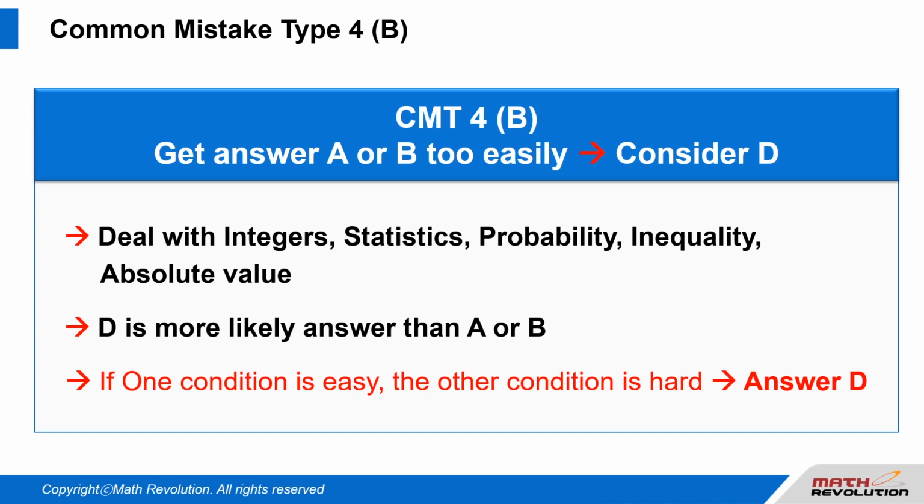CMT4B tells us that when both A and B appear to be an answer, D should be the answer. Only choose A or B when the other condition clearly is not sufficient. This is the most important definition, so memorize this carefully.